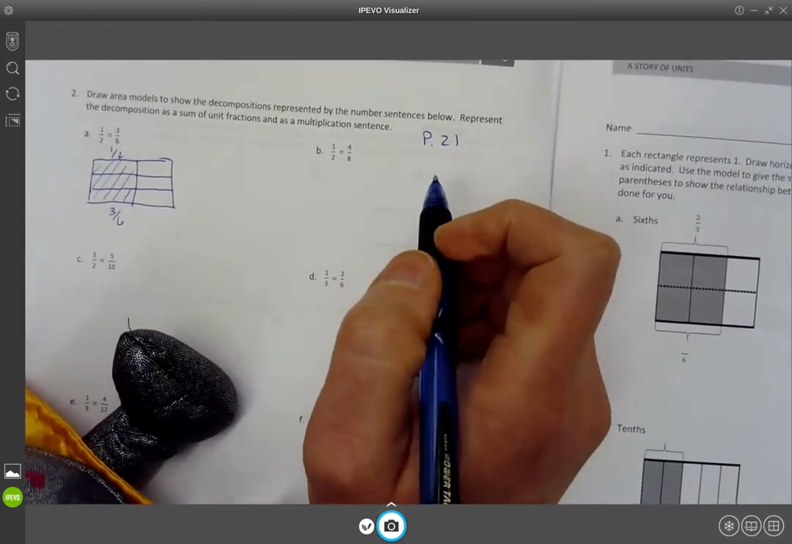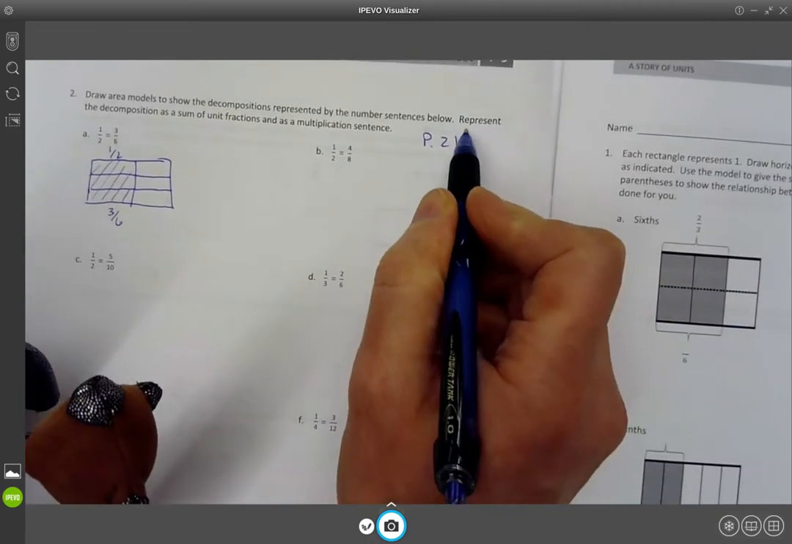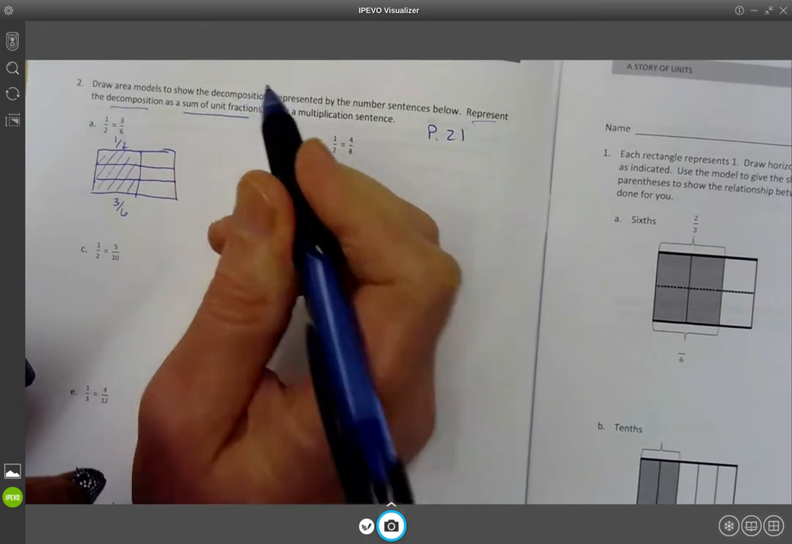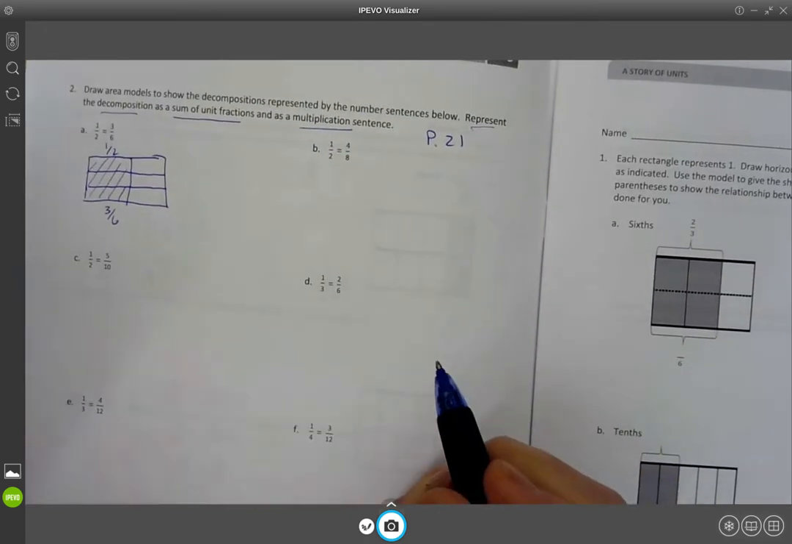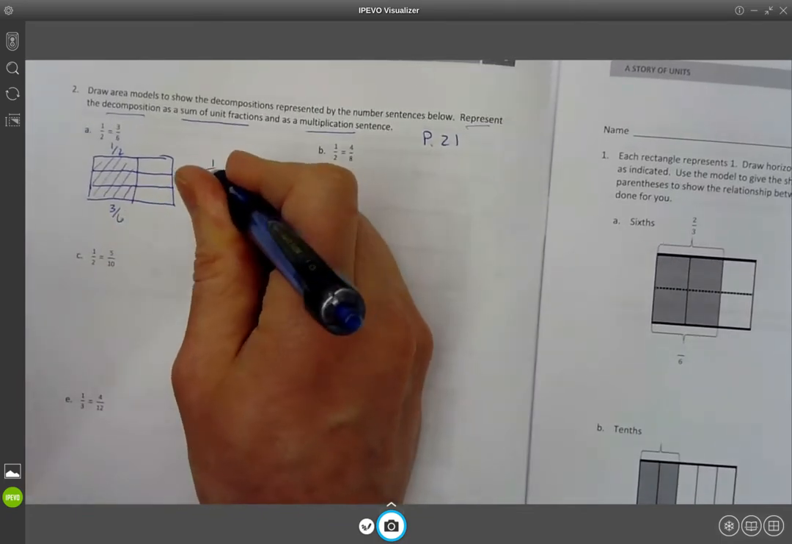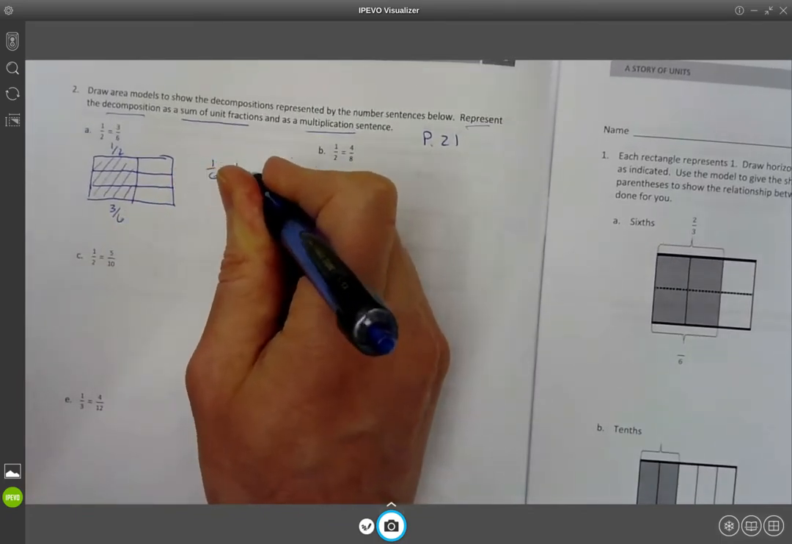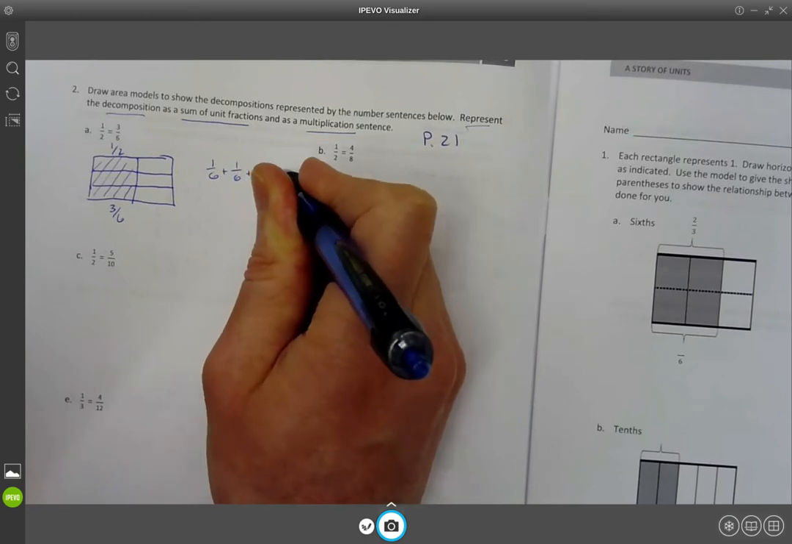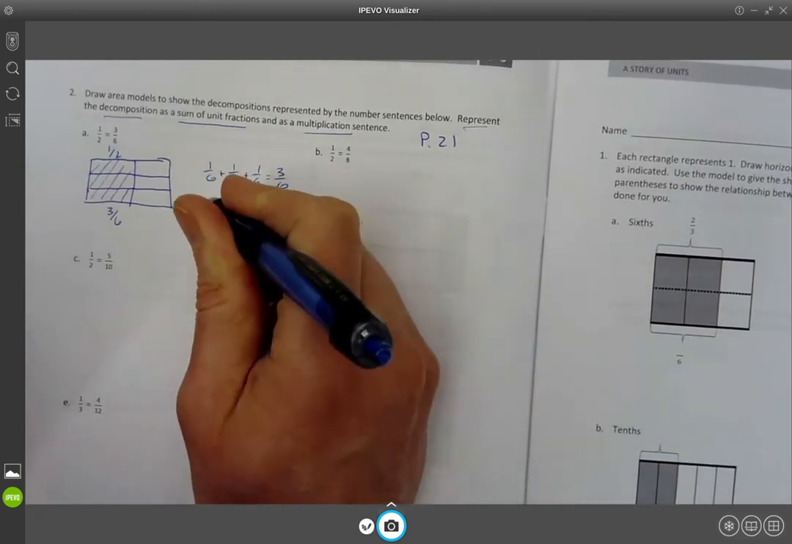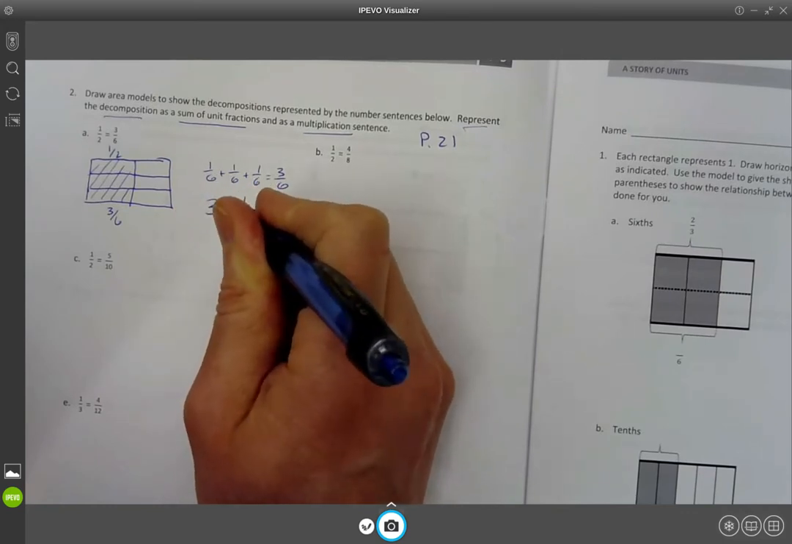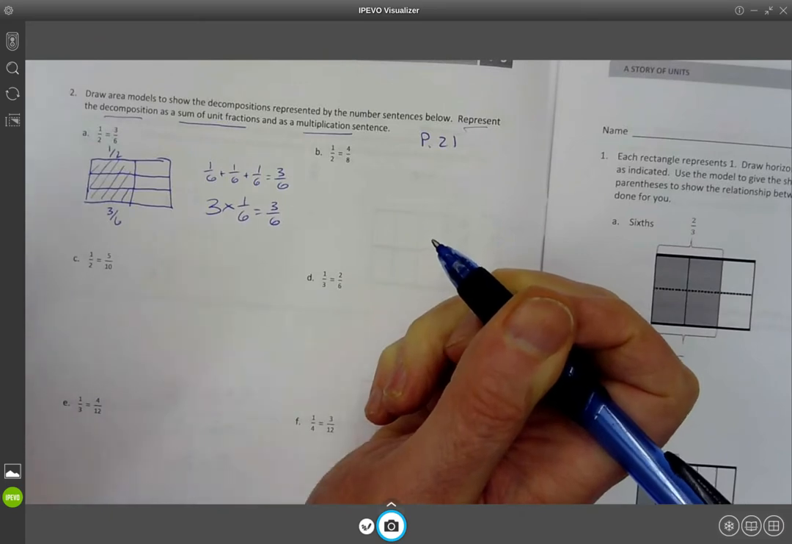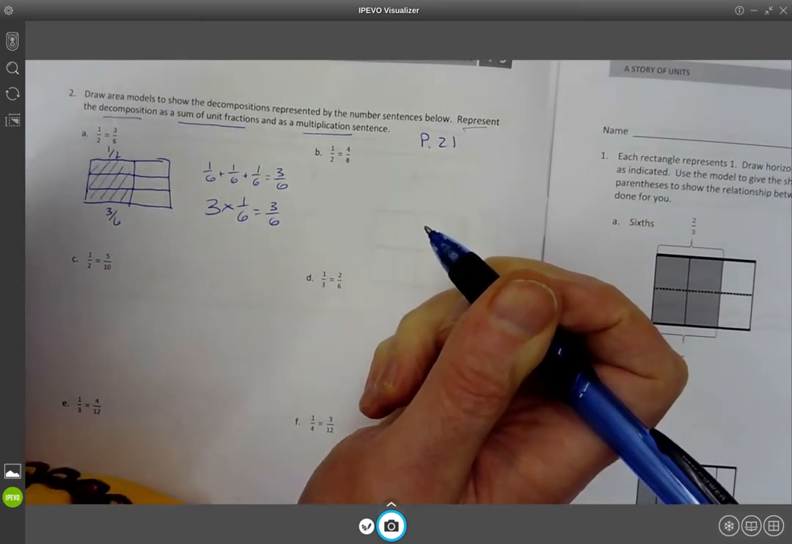No, we're not done. What? There's more directions, Tiny Knight. Represent the decomposition. We have to sum the unit fractions and multiply. Oh, fine. Then the unit fractions would be 1/6 plus 1/6 plus 1/6 equals 3/6, simply because there are 3 of them. And then 3 of those 1/6 equals 3/6. There you have it. Easy as pie. On to B.